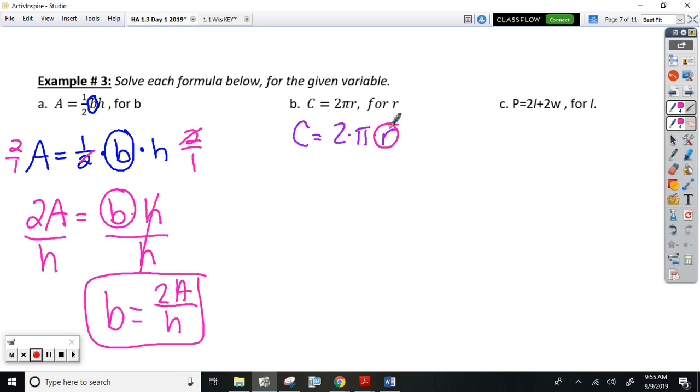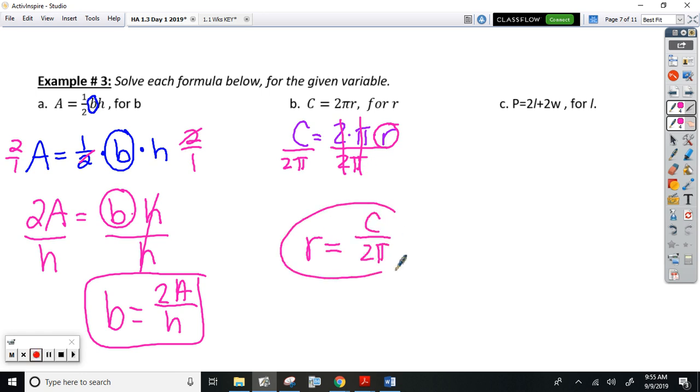Margaret? Divide by 2 pi. Good. You can divide by 2 and pi at the same time. You can do it separately, but since everything's being multiplied, you can divide it all at the same time. These will divide out, and I'll flip that around so that I have r on the left. Radius equals circumference divided by 2 pi. Excellent.